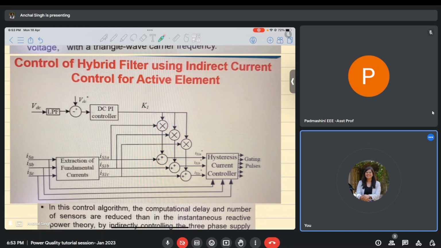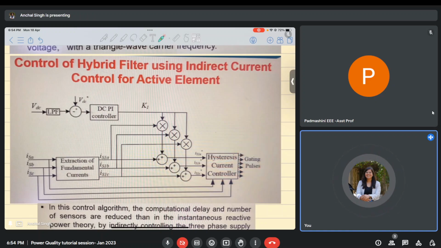Now, I am sensing the supply currents and extracting the fundamental component of the supply currents using some algorithm. After extracting the fundamental components, I multiply them with the constant Ki, and then add these to the fundamental components of the supply currents. Using that addition, I am able to obtain the fundamental reference current for the supply current. Using that in a hysteresis current controller, I am able to obtain the gating pulses.